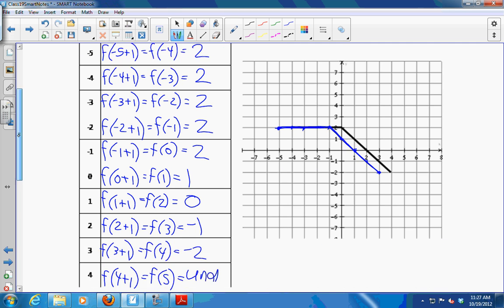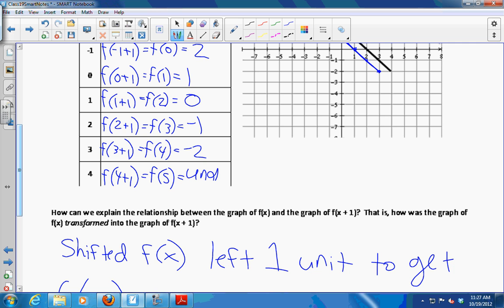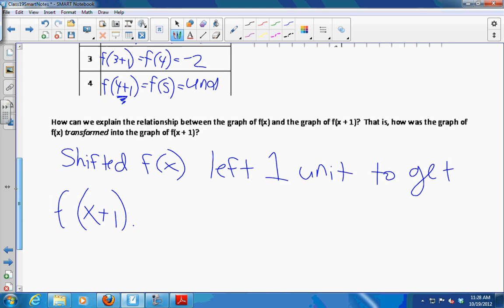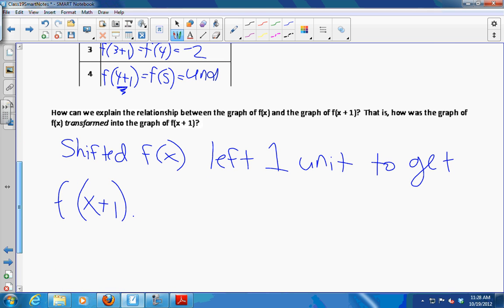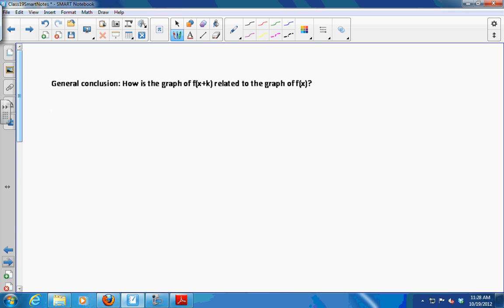And I used to be able to go all the way to 4. When I plugged into f, I could plug in all the way to 4. But if I'm going to add 1 to the x value before I plug into f, I can no longer plug 4 in. I have to stop at 3. So in general, what do you think the result is if you want to graph f of x plus k, with x plus k in parentheses?